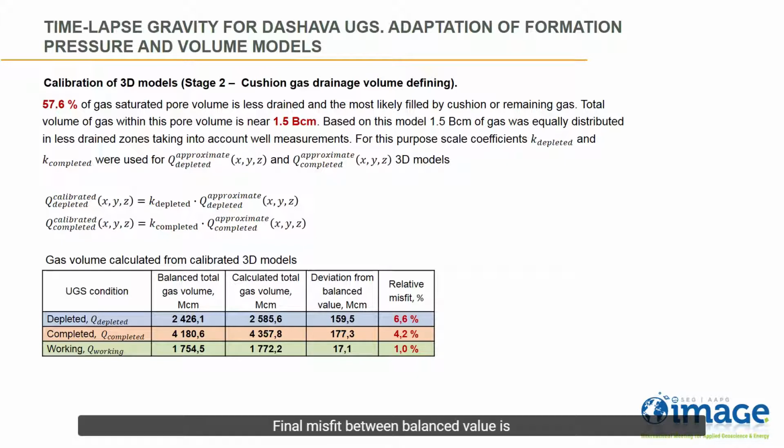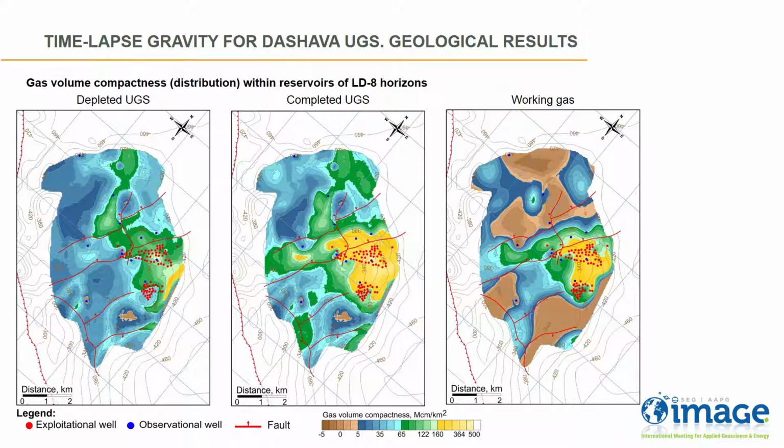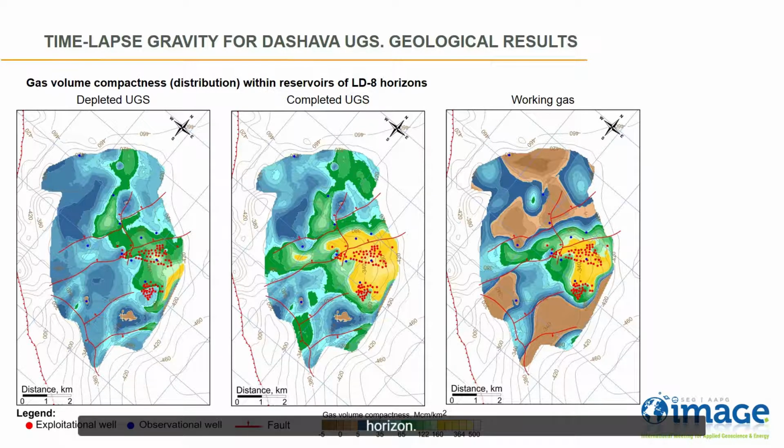The final misfit with the balanced value is 6.6% in the depleted UGS model, and 4.2% in the completed UGS model. Working gas volume misfit is only 1%. On this slide, you can see maps of gas compactness in the lower Dashavian 8 horizon at depleted UGS, completed UGS, and working gas distribution in this horizon.